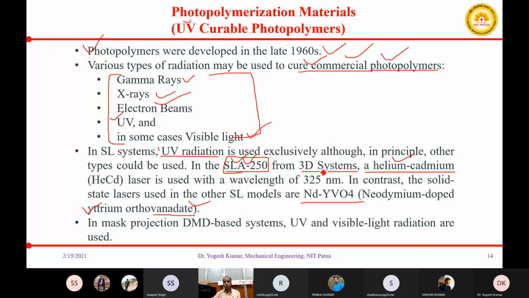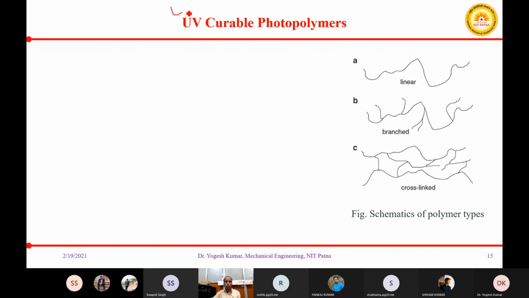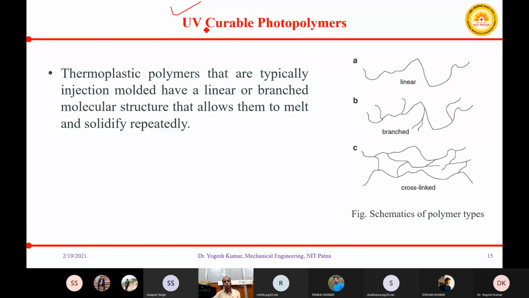This is about the stereolithography system, and under stereolithography, then we have mask projection DMD systems. In that case also we use UV laser and sometimes visible light in order to cure the photopolymer. Going forward, on UV curable materials, we will talk specifically about the photopolymers which can be cured using UV radiation.